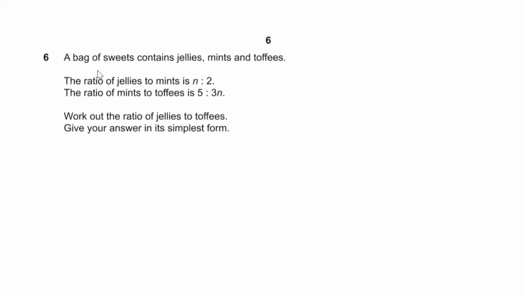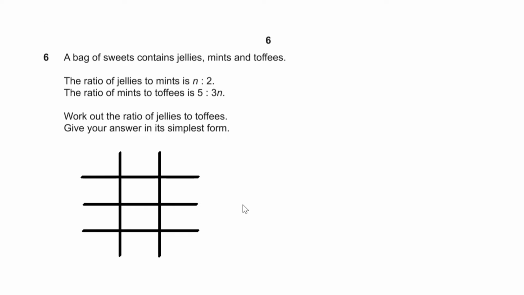Question number 6. A bag of sweets contains jellies, mints and toffees. The ratio of jellies to mints is n:2. The ratio of mints to toffees is 5:3n. You have to work out the ratio of jellies to toffees, give your answer in its simplest form. So we can use a ratio table for this question. We've got jellies, mints and toffees. The ratio of jellies to mints is n to 2.